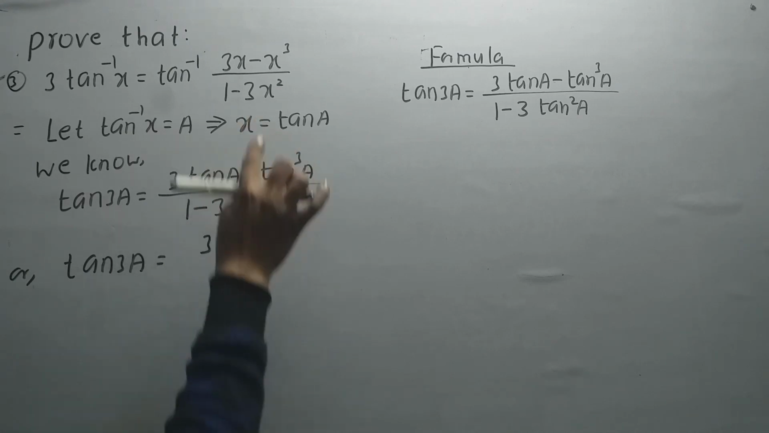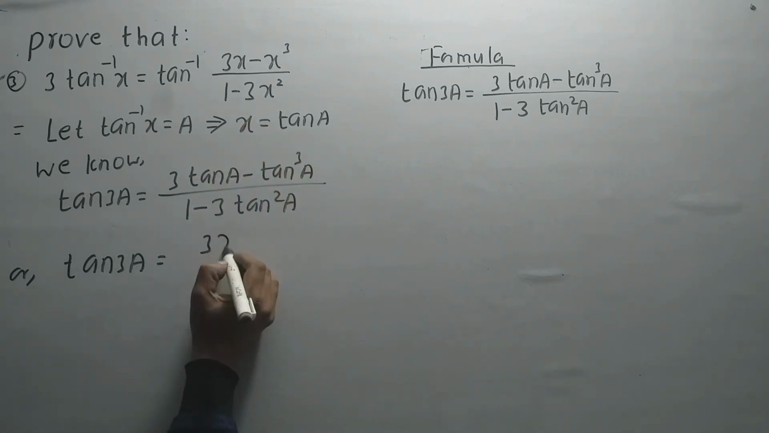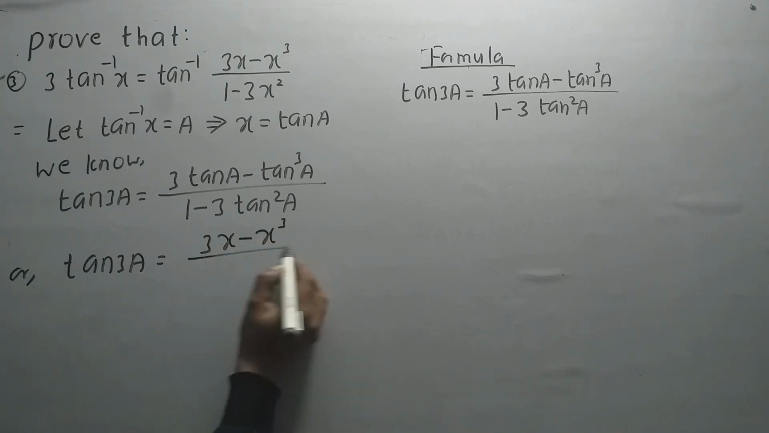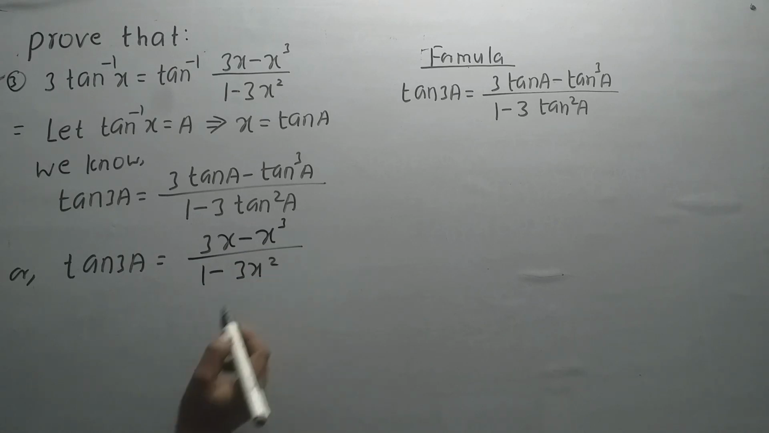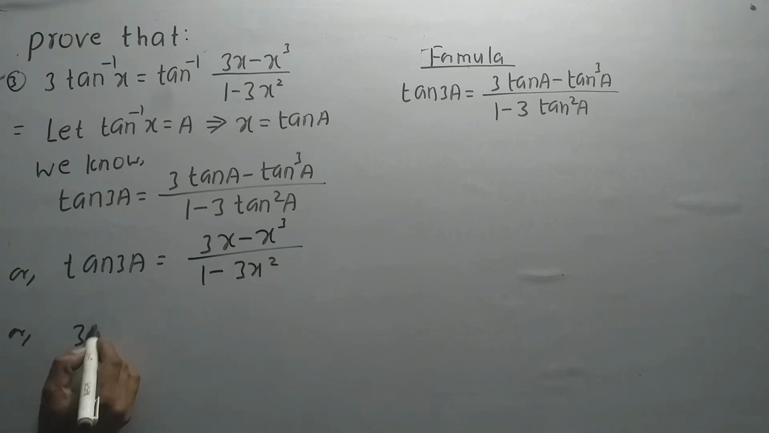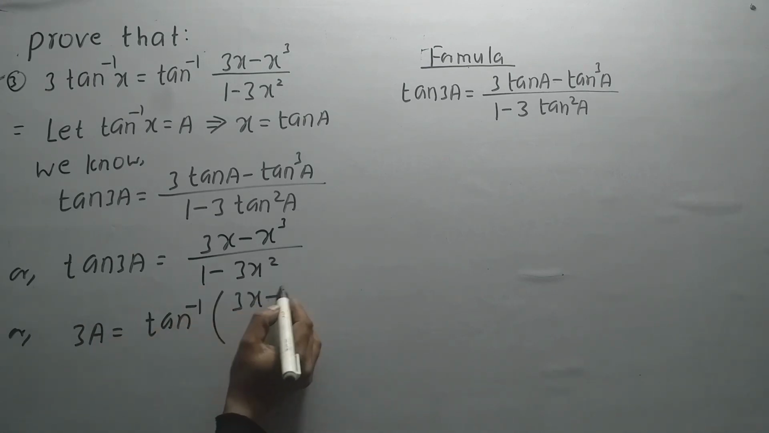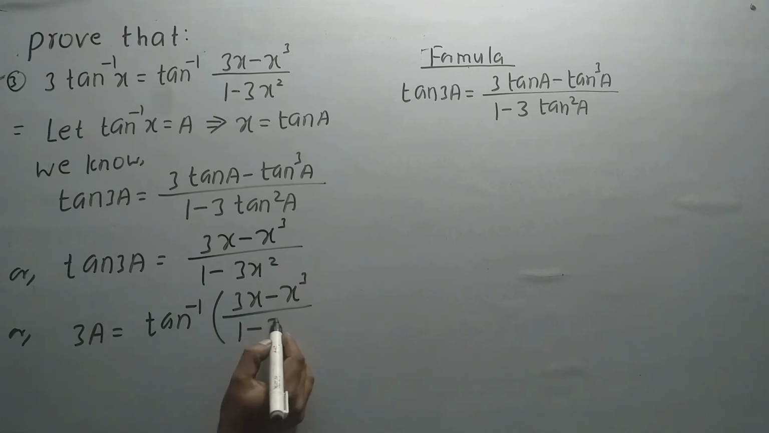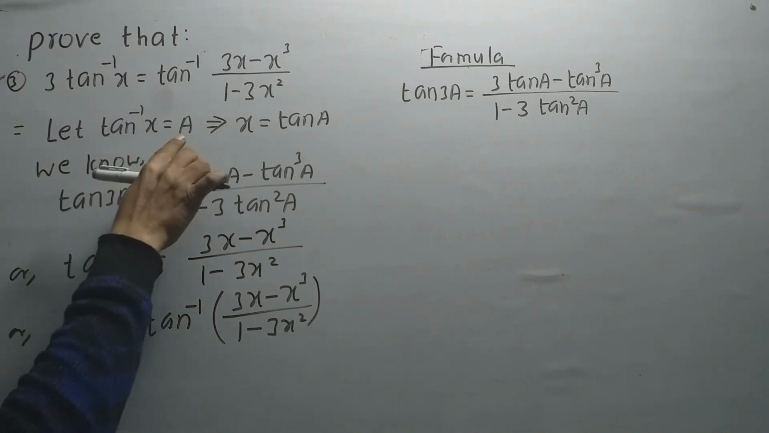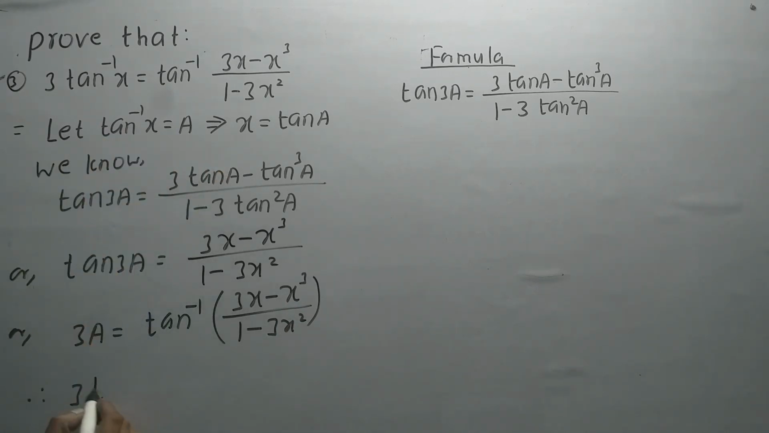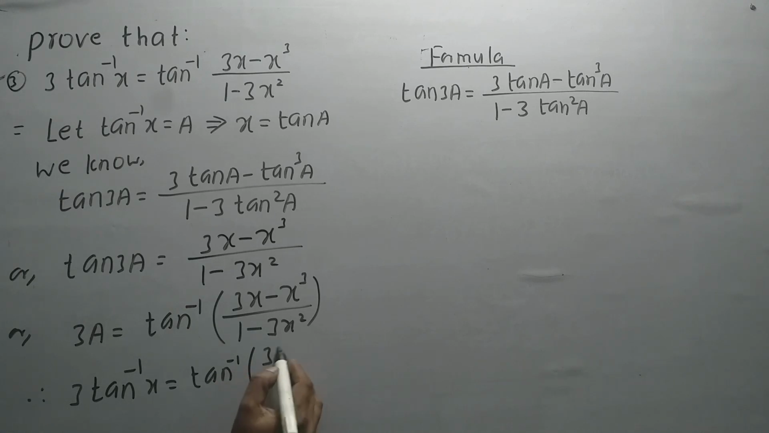For tan cube a, x cube. For tan square a, x square. So write here 3x minus x cube, the whole divided by 1 minus 3x square. Or you write 3a equals, to the right hand side you can take tan inverse of 3x minus x cube, the whole divided by 1 minus 3x square. Therefore 3 remains the same, and in place of a, you can replace that by tan inverse x. So write 3 tan inverse x equals tan inverse of 3x minus x cube, the whole divided by 1 minus 3x square.